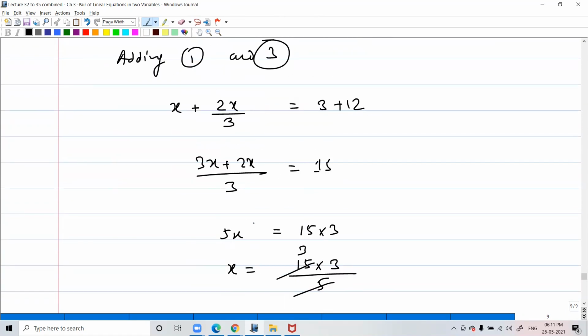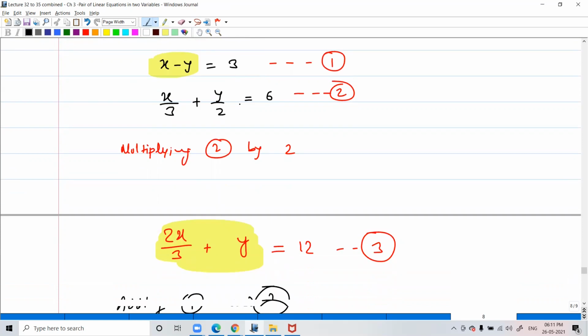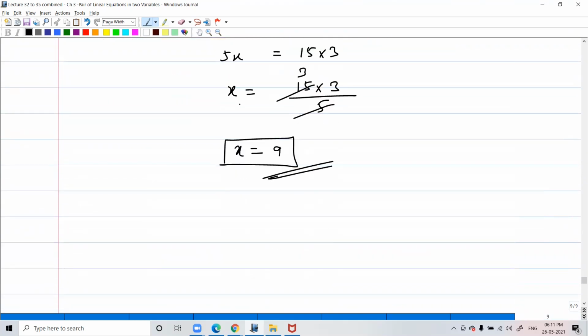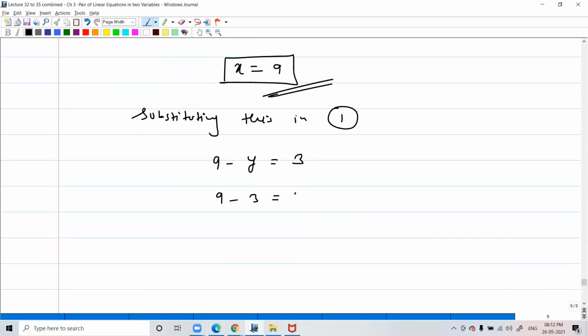Now put this in any one of the equations. I think it will be best to put it in the first equation. It looks the simplest. So x equal to 9. If we put it there, what will happen? 9 minus y is equal to 3. So I can send y to the other side and bring 3 to this side. So it will be 9 minus 3 is equal to y, which is nothing but y is equal to 6.